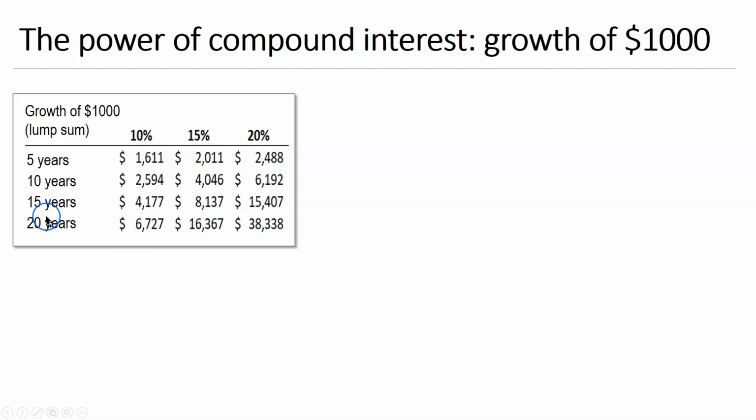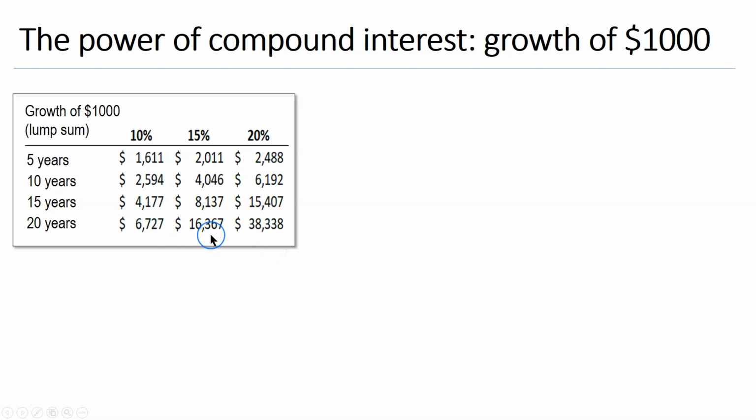So you can see here that after 20 years, your initial £1,000 will grow to more than 6,000 at 10%, 16,000 at 15%, and more than £38,000 at 20%. And obviously, the longer you keep your money invested, the higher your capital will be. When you invest for a long time period, 20 years, your £1,000 will grow to some amount between 6,000 and 38,000 because of the accumulated interest.